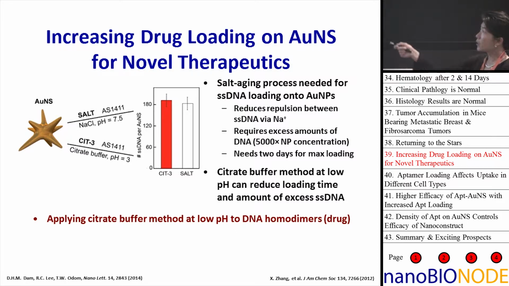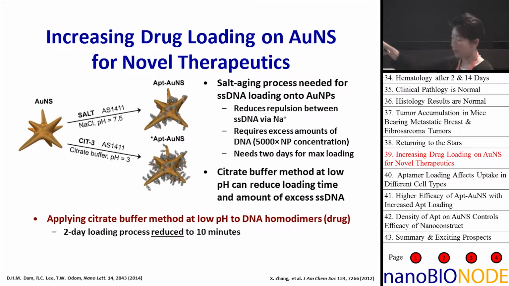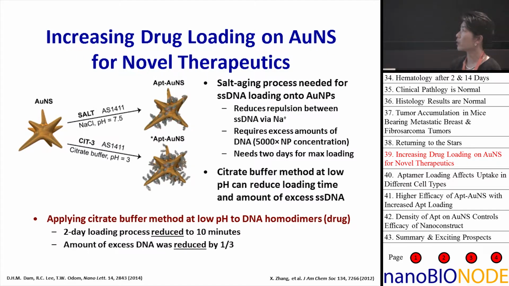So what we then decided to do was to apply this strategy to our star, and this is the cartoon. The souped-up stars, with the asterisks, have more drug than the others. We again found that the 2-day loading process was reduced to 10 minutes, which is significant if you're doing experiments. And the amount of excess DNA, if you're concerned about costs, which we're always thinking about, was reduced by a third. So you save a lot in terms of starting materials.